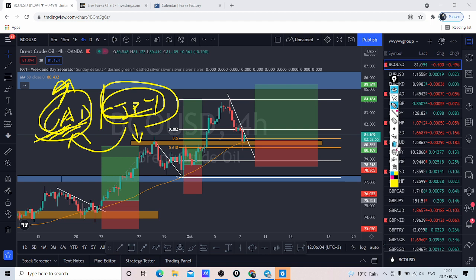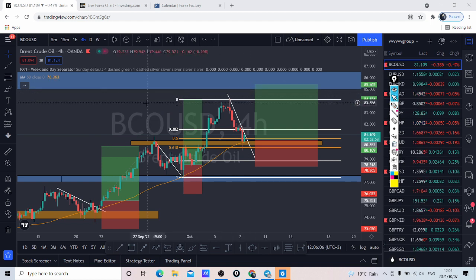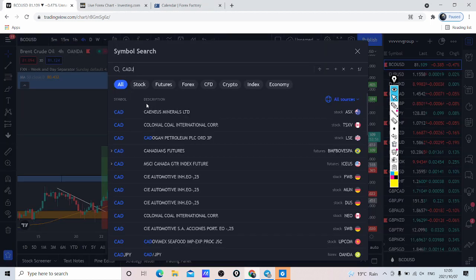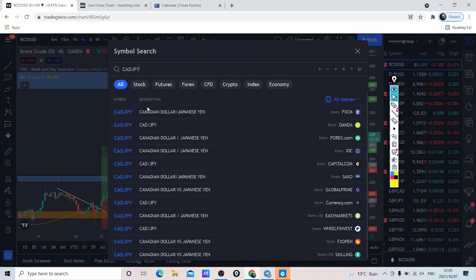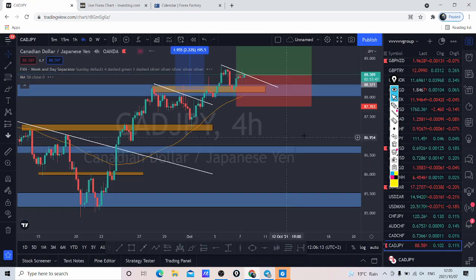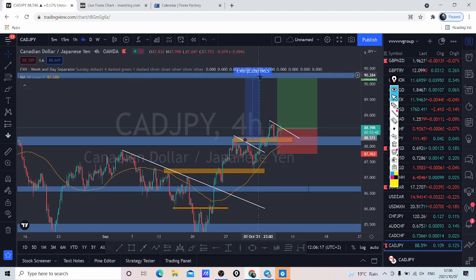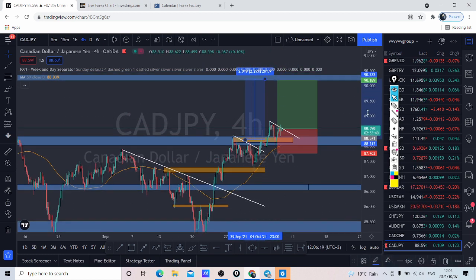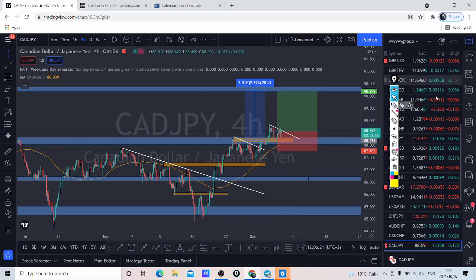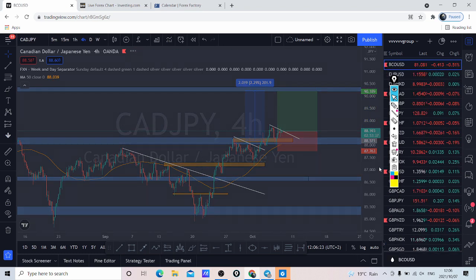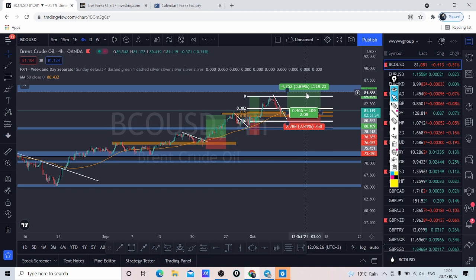So if we look at our charts right now, let's look at the CADJPY. CADJPY is bullish. As I was explaining yesterday, I'll be buying, and I'm expecting roughly 200 pips until we reach this zone. On the other side, the oil price is also rising. That means we are on the right track.